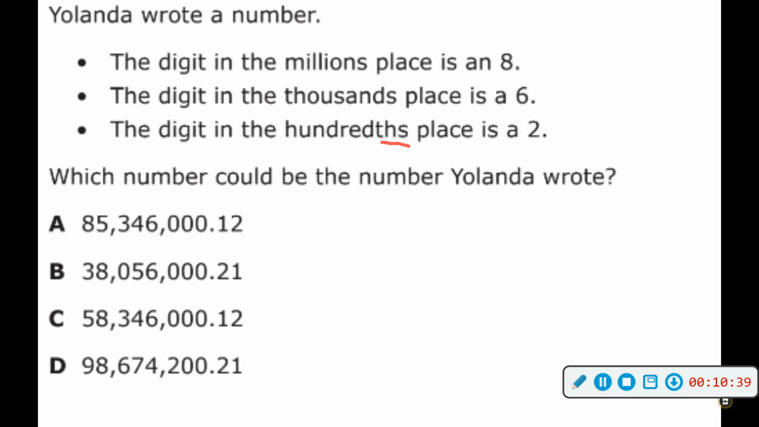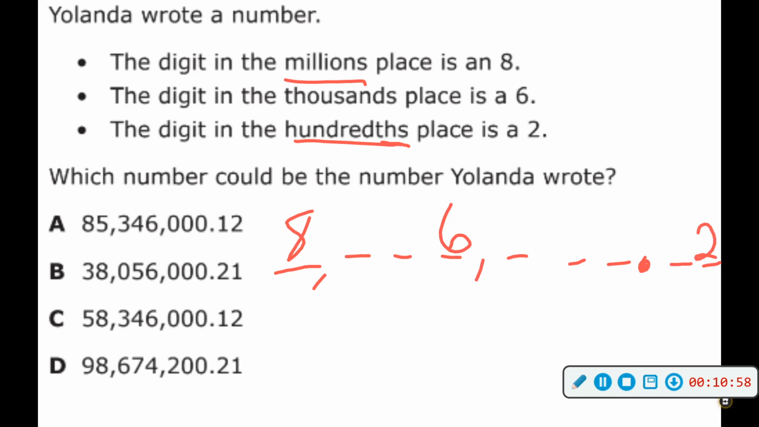I can rewrite this and say that I have an 8 in the millions, as well as a decimal, and I know it goes to the hundredths. So therefore the 8 is going to be in the millions, the 6 will be in the thousands, and the 2 is going to be in the hundredths. What number could she write?